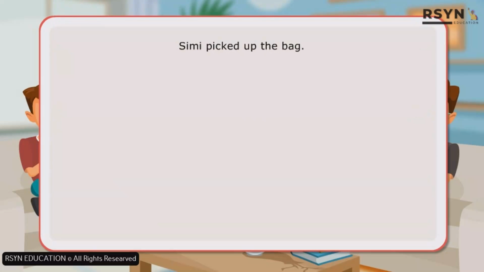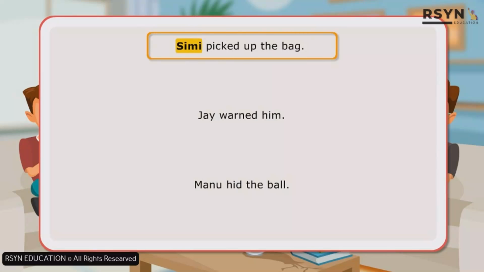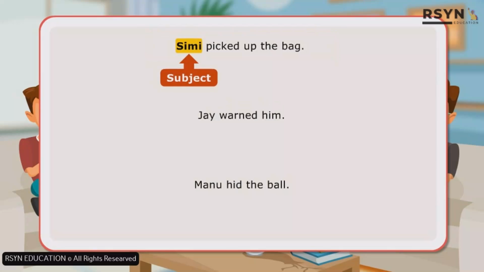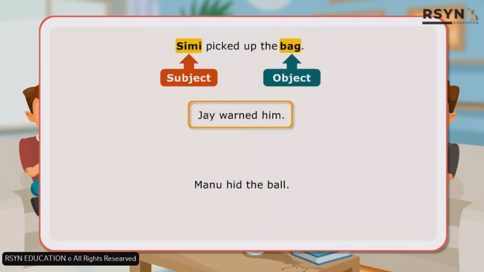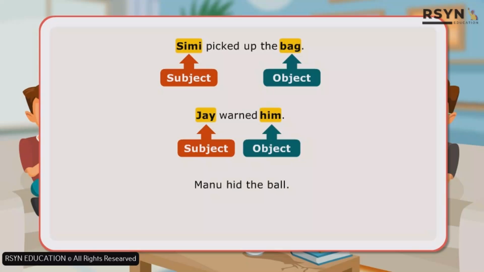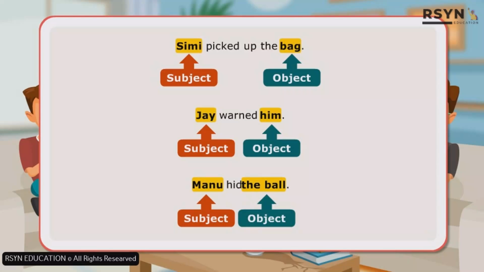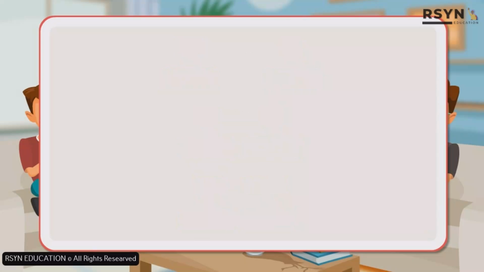Let us look at a few sentences. Simi picked up the bag. Jay warned him. Manu hit the ball. In the first sentence, Simi is the doer of the action and the subject, while the bag received the action and is the object. In the next sentence, Jay is the subject as he is the doer of the action, and the object is him, being the receiver of the action. In the third sentence, Manu is the subject since he performed the action, and the ball is the object since it received the action.